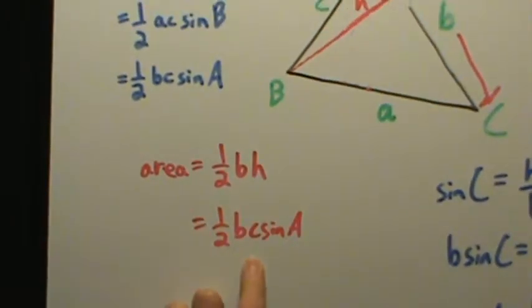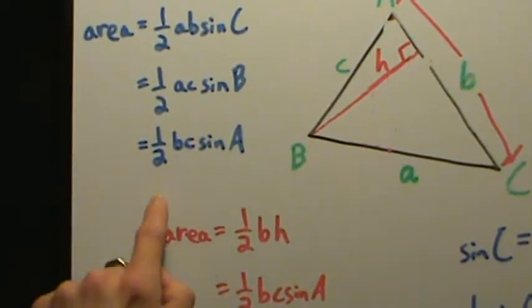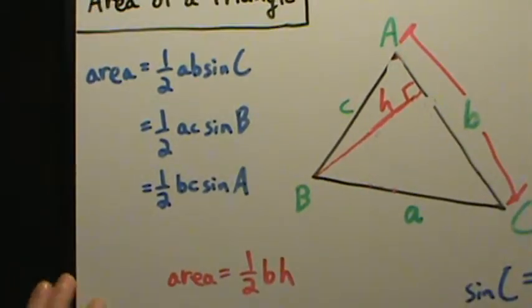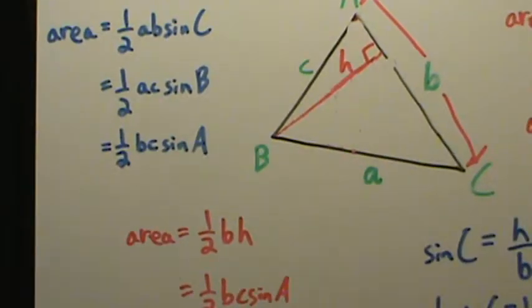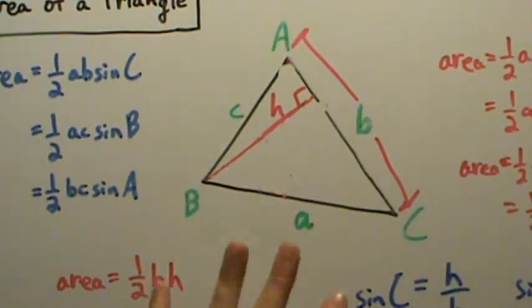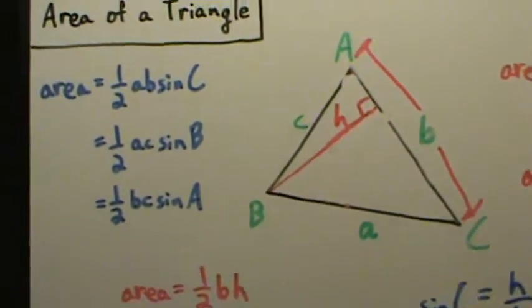So area is 1/2 bc sine of capital A, and notice that's exactly this formula here. So this establishes all three formulas for acute triangles. Notice this is an acute triangle because all three angles are under 90 degrees. So that's it for acute triangles.